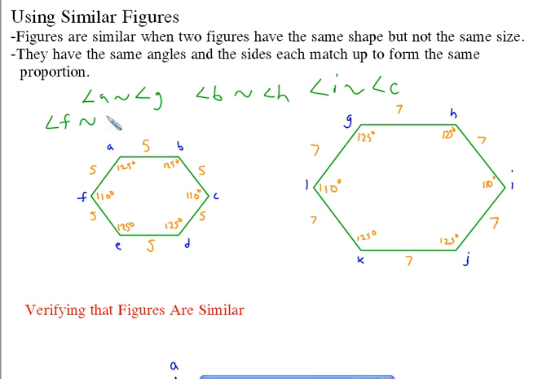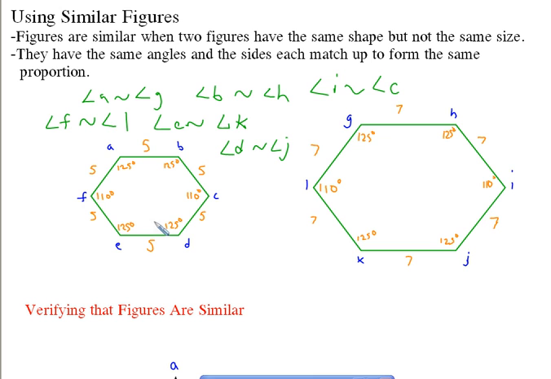Angle F is similar to what angle? Well, look over there. It's angle L. And angle E is similar to angle K. And the last two, they're going to be similar. So we've got 6, so angle D is similar to angle J. Okay, so pretty simple on the angle front.